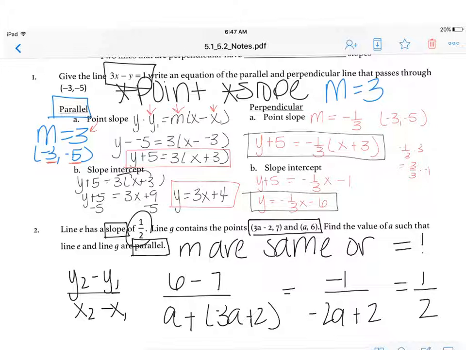And now what you've got to do is just cross multiply in order to find out what a is. So 2 times negative 1 is negative 2. And then 1 times the denominator is just negative 2a plus 2. We're going to go ahead and just solve this equation. You're going to get negative 4 equals negative 2a. Divided by negative 2, you get a equals 2.